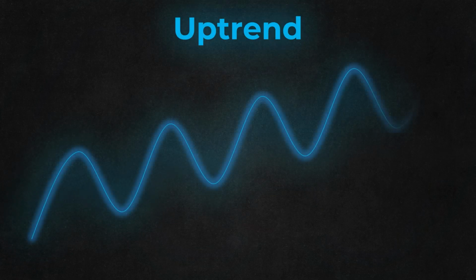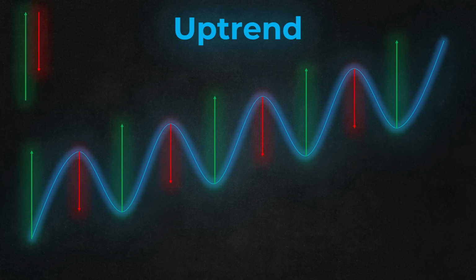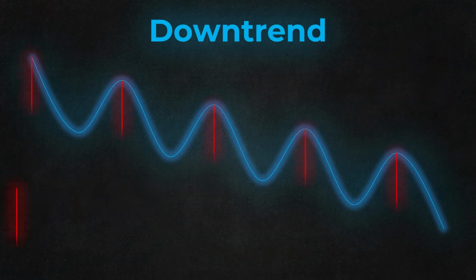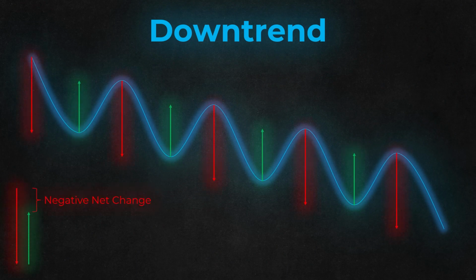For example, in an uptrend, the upcycle amplitude is generally larger than the downcycle amplitude. That's why price progresses to the upside. The net change in each cycle amplitude is positive. Notice also that in this image, cycle lengths are equal, meaning that the horizontal space between peaks or between troughs is the same. In a downtrend, the downcycle amplitude is larger than the upcycle amplitude, creating a negative net change. That's why price progresses to the downside. In this example, the cycle lengths are also equal for simplicity's sake.